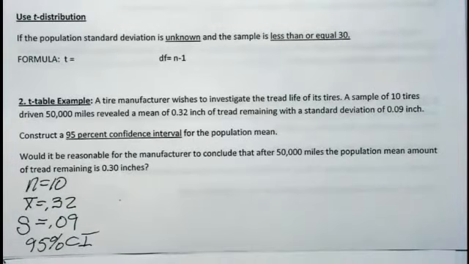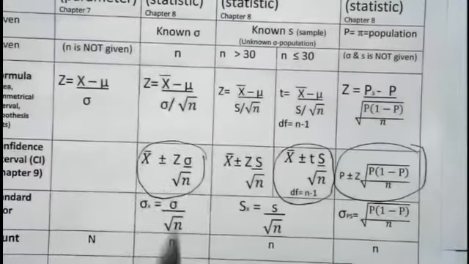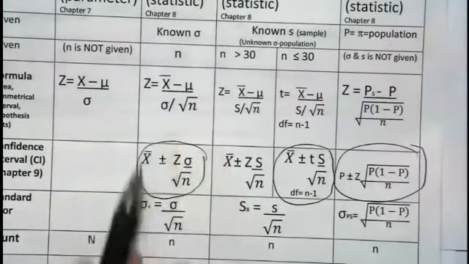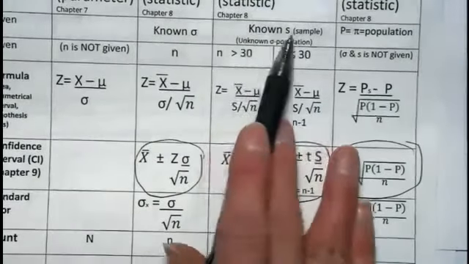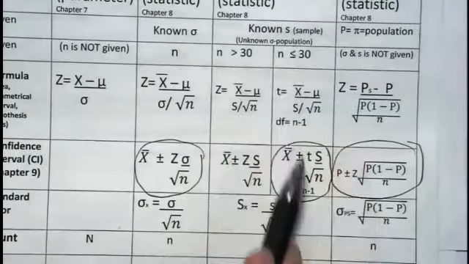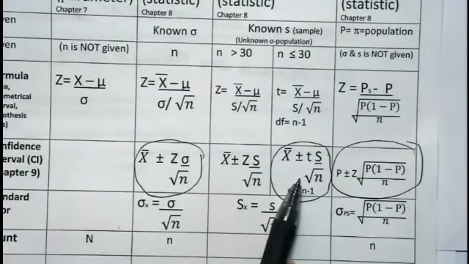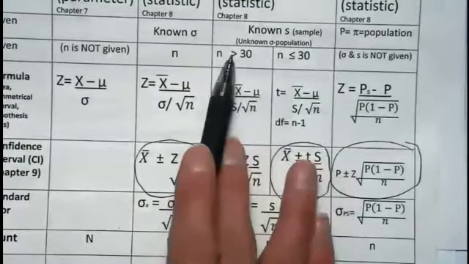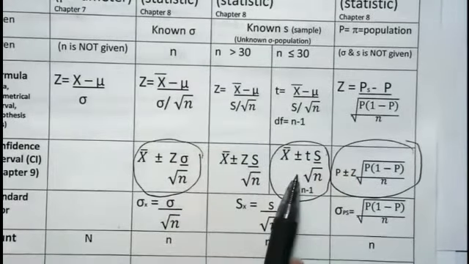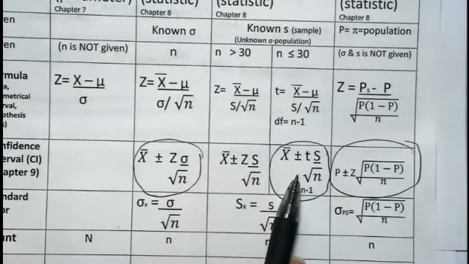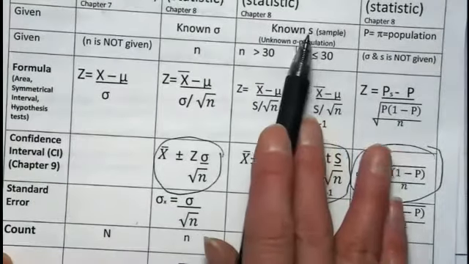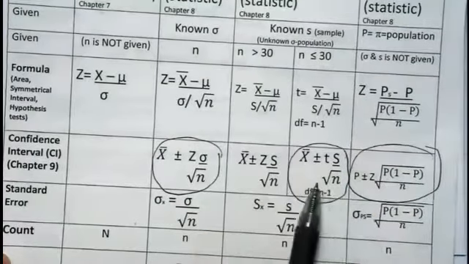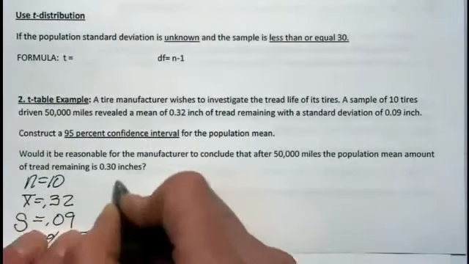Okay, so our decision is which of these formulas to use. Well, we don't know our population standard deviation, so we're not going to use the Z formula. We know our sample standard deviation, so we're going to use our T statistic. By the way, ignore this up here. We're going to use our T confidence interval formula, with our sample standard deviation known as S. So I'm going to write that.